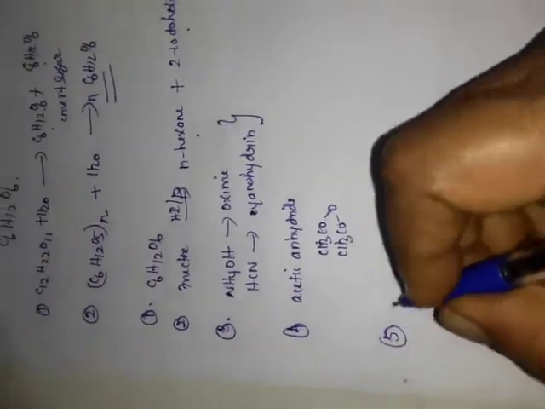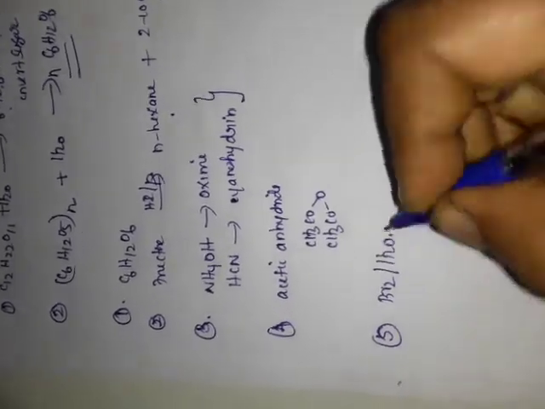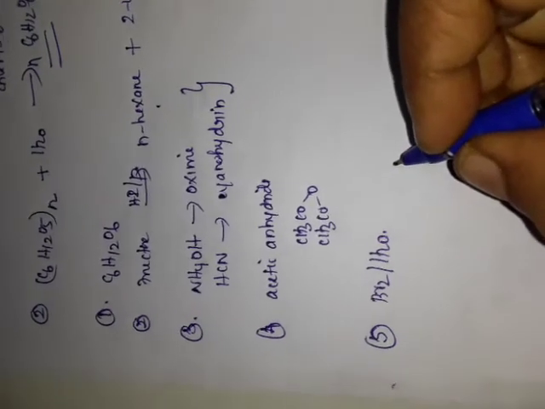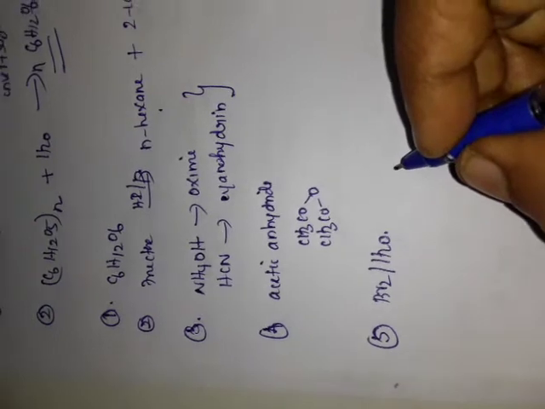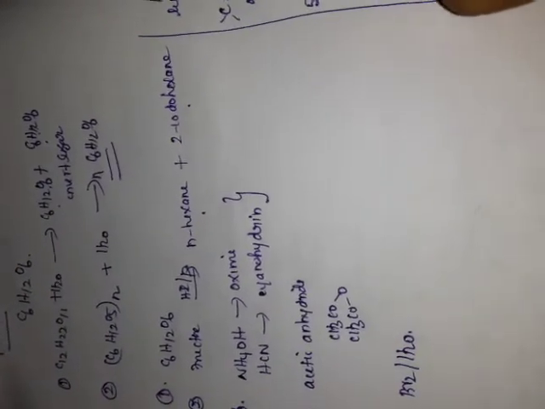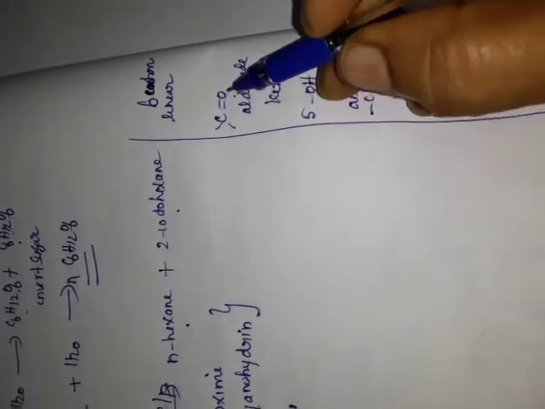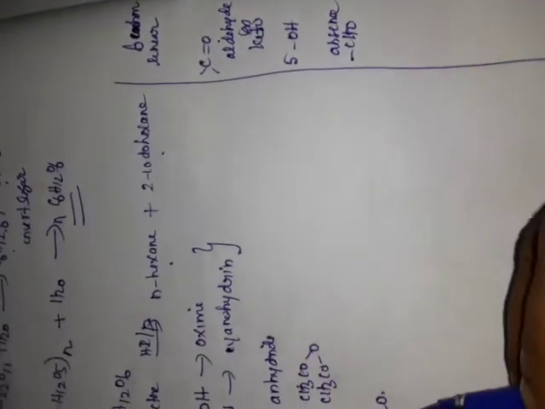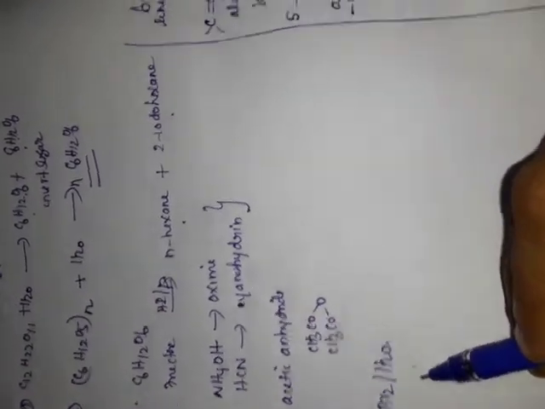Fifth test, fructose is not oxidized by bromine water. This indicates the absence of the CHO aldehyde group, because we have already learned that a carbonyl group is present. The carbonyl group may be an aldehyde or ketone. Since it is not oxidized by bromine water, the aldehyde group is absent.